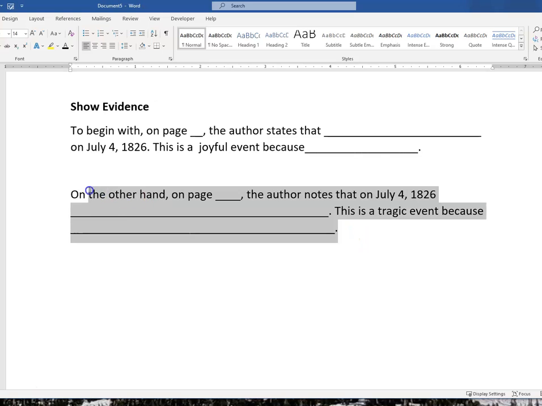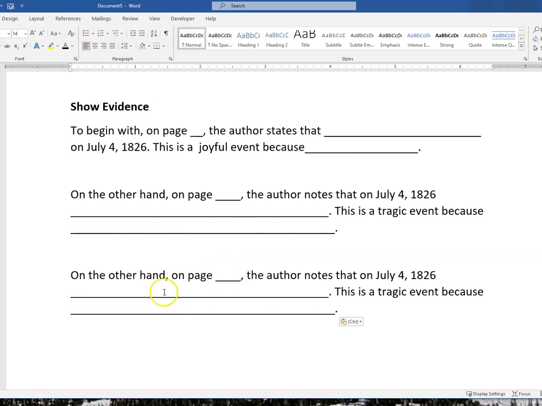So what I'd like you to do is take this second paragraph that talks about a tragic event, and I want you to go ahead and give me another example here. So instead of saying on the other hand, maybe you could say, in addition, on page blank, the author notes that on July 4th, 1826, another tragic event, blank, and tell me why that's tragic. This event is tragic because. So give me one example of a joyful event, two examples of tragic events.